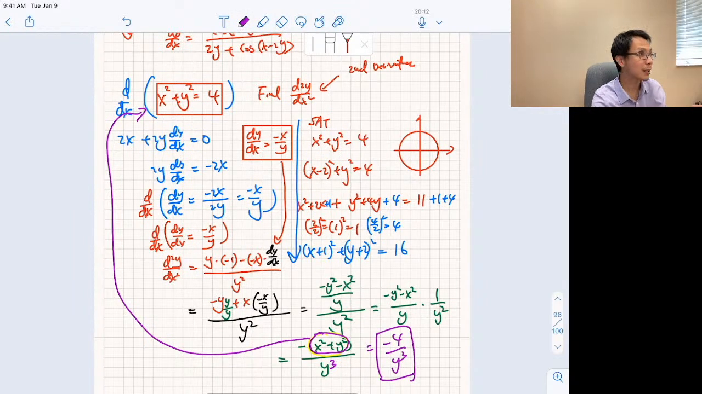So to find a second derivative, you need to somehow use the original function and somehow use the derivative function to find out the second derivative. And that should be all. Do you guys have questions?